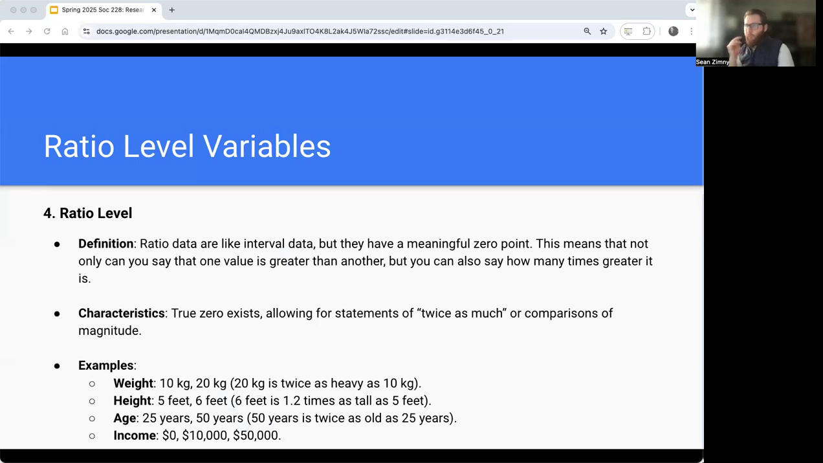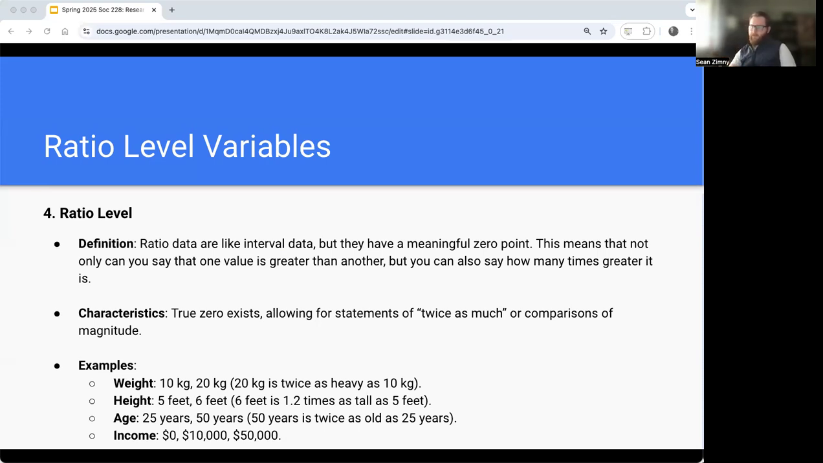So examples, so like weight. There is an absolute zero in weight. Something can be weightless, right? 10 kilograms, 20 kilograms. 20 kilograms is twice as heavy as 10 kilograms. We know that because there's an absolute 0 point. We can make those statements. Height, 5 feet or 6 feet. 6 feet is 1.2 times as tall as 5 feet. These are where we can make those specific statements because there's an absolute 0 point.